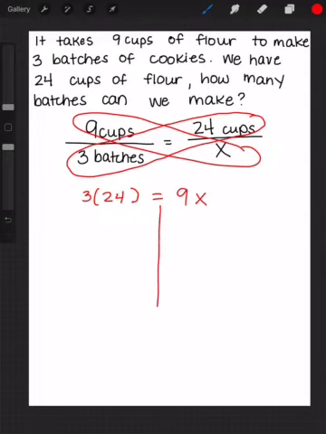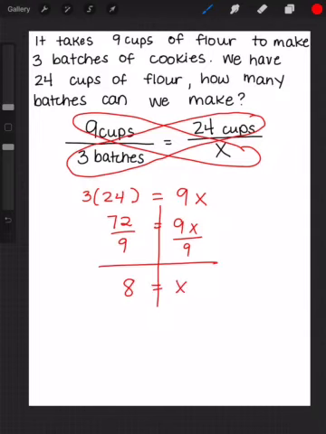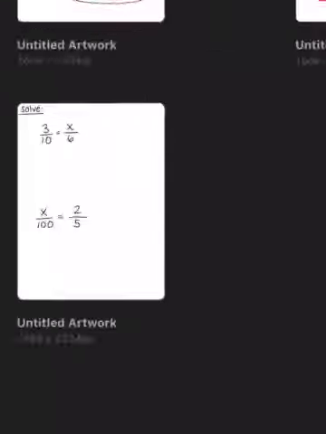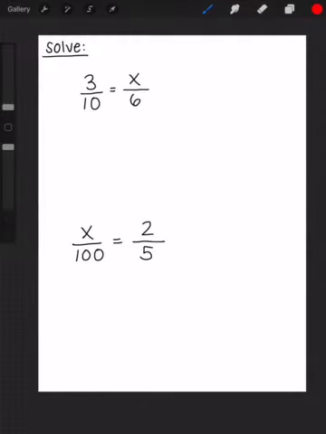Okay, 3 times 24 is 72 equals 9x, divide by 9, divide by 9, and I get 8 equals x. So the answer is 8 batches. Okay? So again, your numbers are not going to be exactly that easy on that one, but it's the exact same steps and process. And then at the end of the lesson, you're going to have 2 extra problems for just extra practice on that cross multiplication.